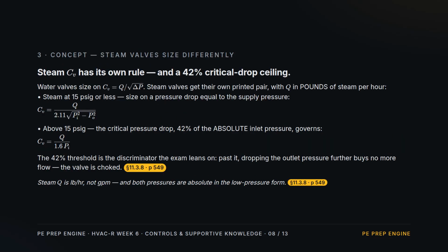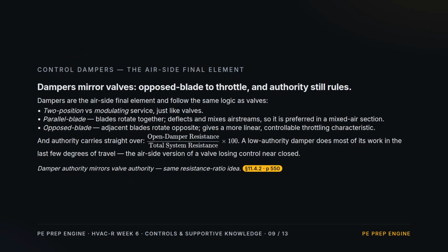One more sizing rule before the dampers. Steam valves. Water uses flow over root delta P, but steam gets its own printed pair, with flow in pounds per hour. At 15 psig or less, size on a drop equal to the supply pressure. Flow over 2.11 times the root of inlet squared minus outlet squared. Above 15 psig, the critical drop governs, 42% of the absolute inlet, and the formula collapses to flow over 1.6 times the inlet pressure. Past that critical drop, the valve is choked, and a lower outlet pressure buys you no more steam.